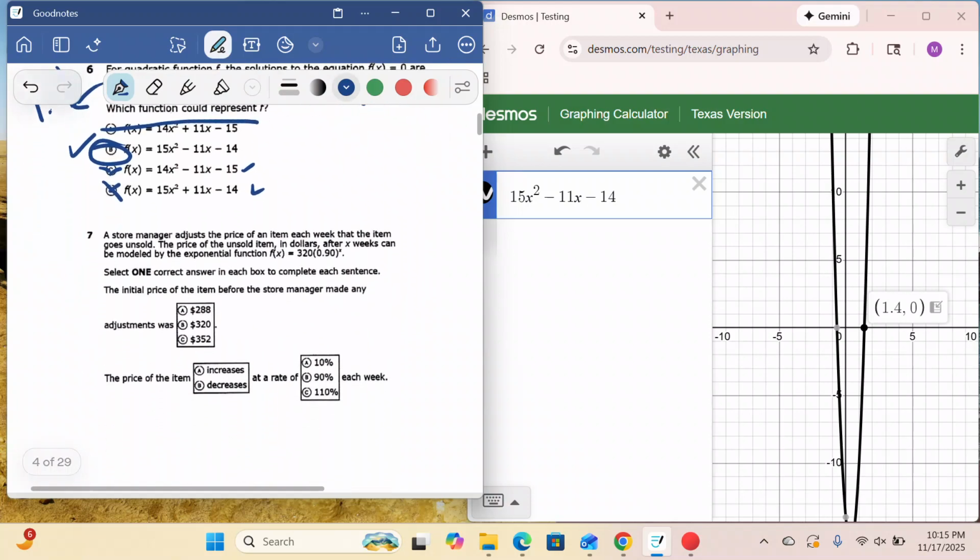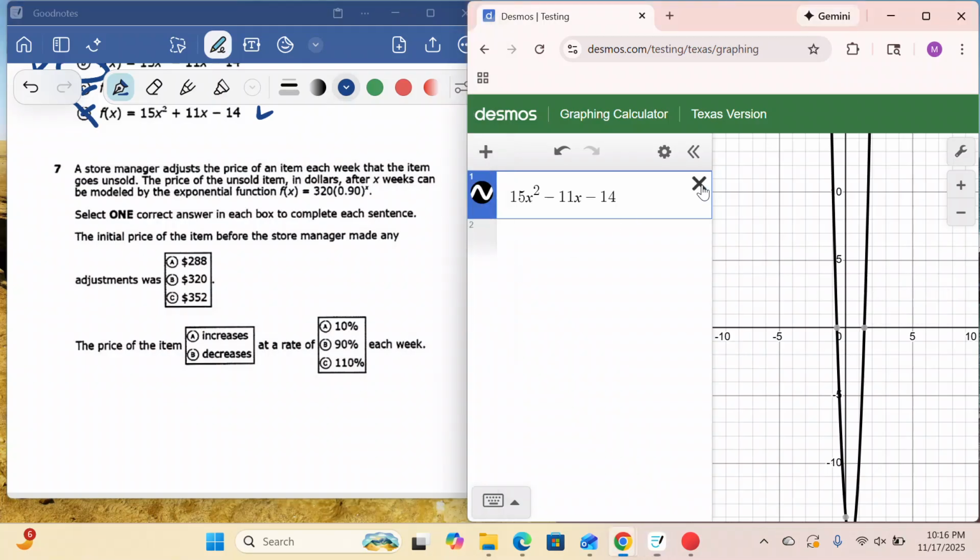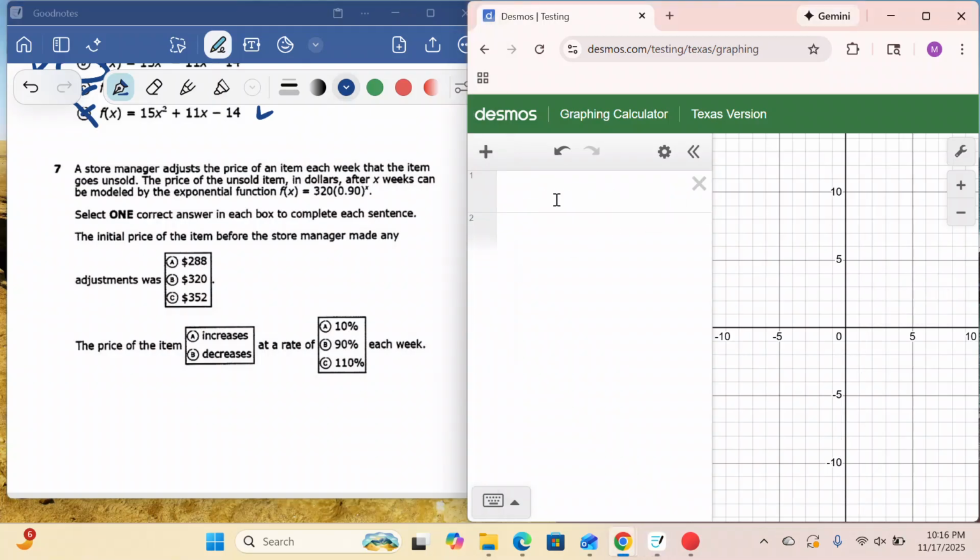The next one I'm going to do is number 7. We're going to look at the initial price of the item before the store manager made any adjustments. The price of the item increases or decreases at a rate of 1.90 or 1.10, and the reason they give you that is because we're either going to subtract 1 or add 1, depending on the increase or decrease in the rate of change. So first, we've got to find out what x is at 0. That is your initial price.